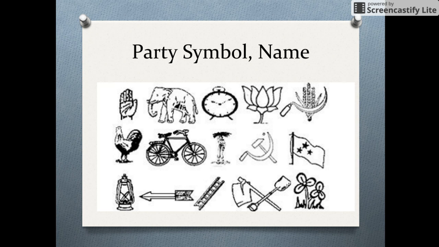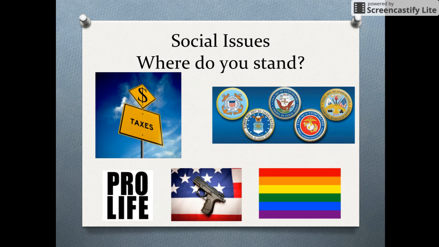And then the biggest part of the project is their social issues. Where do they stand? They have to choose 6, and they have to see which ones are most important to them. They must clearly explain the party's stance on the 6 issues that they create. Everyone must do tax policy, the economy, and defense, and then I have them choose 3 other ones that they want to do.